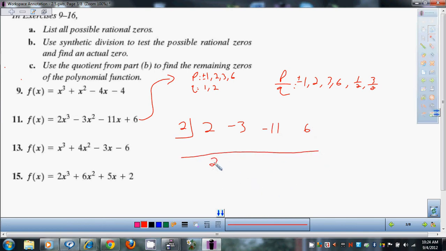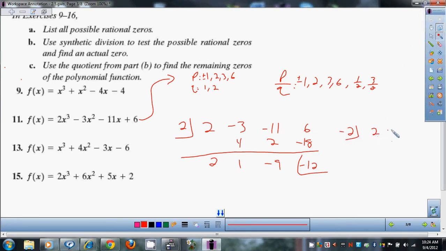Drop the first term, multiply, add, multiply, add, multiply, add. Was 2 a 0 of this function? No. So I'm going to try negative 2. Multiply, add, multiply, add. Hot diggity, we found one. That, negative 2, is a 0 of our function.